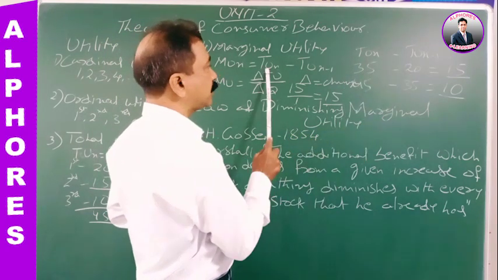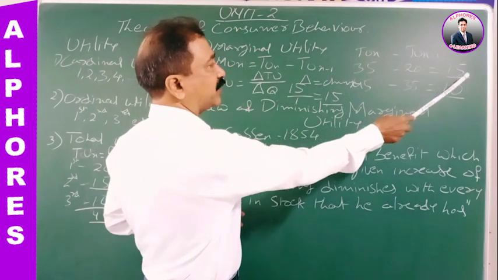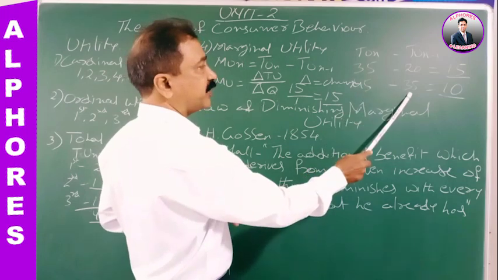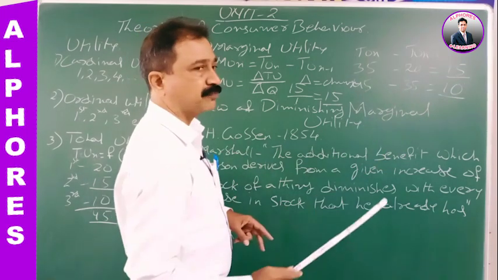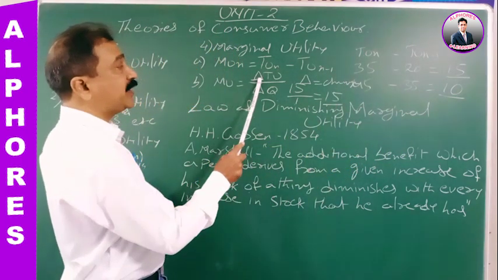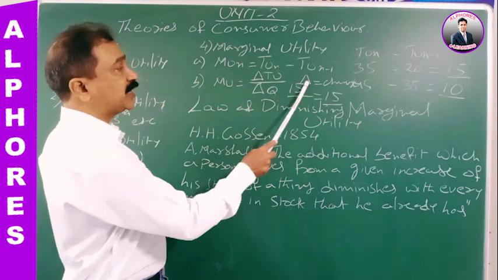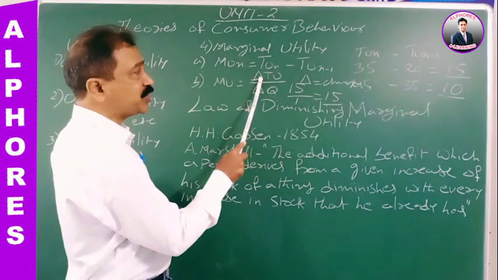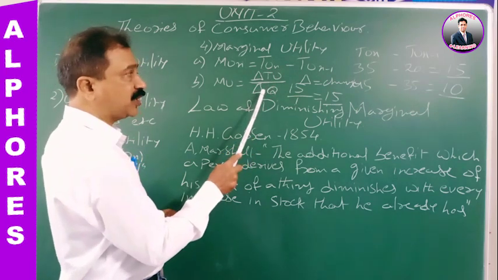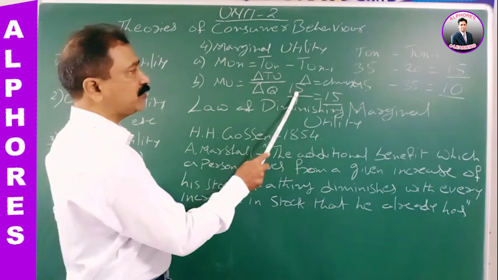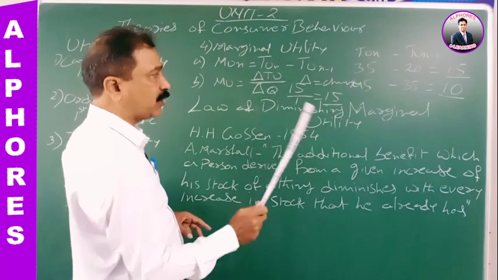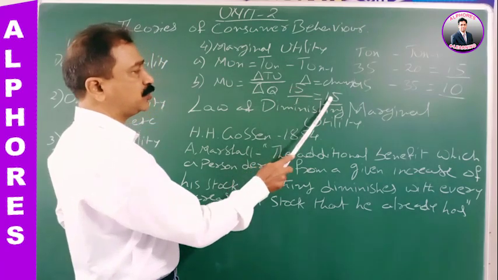So the present one is 35, the previous one is 20. 35 minus 20, you will get 15. That is the marginal utility. If the present one is 45 and the previous one is 35, then the marginal utility is 10. In this way we prove this equation. Next, marginal utility is equal to delta TU by delta Q. Delta means change: how much change occurred in the total utility, divided by how much change occurred in the quantity. If the change is only 15 and the quantity change is only one commodity, then 15 by 1 equals 15.